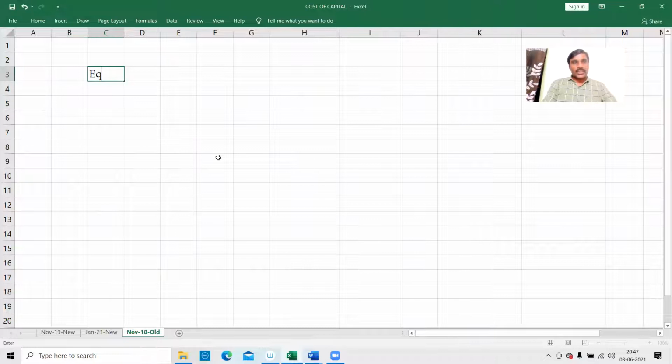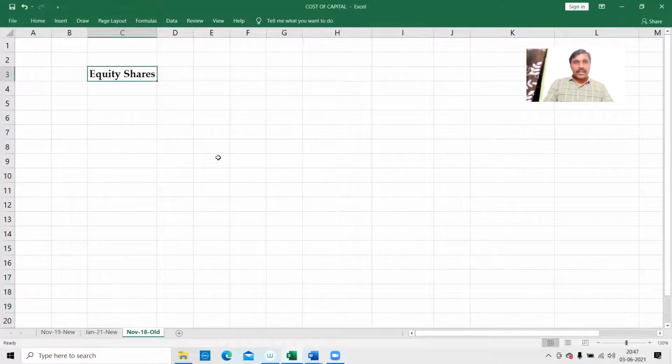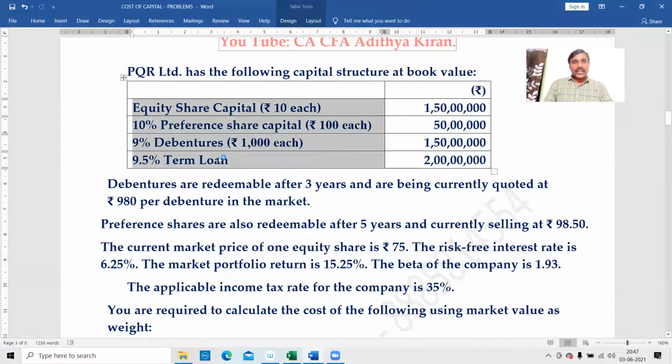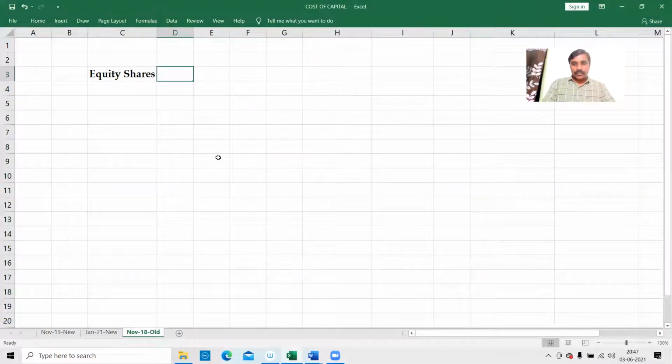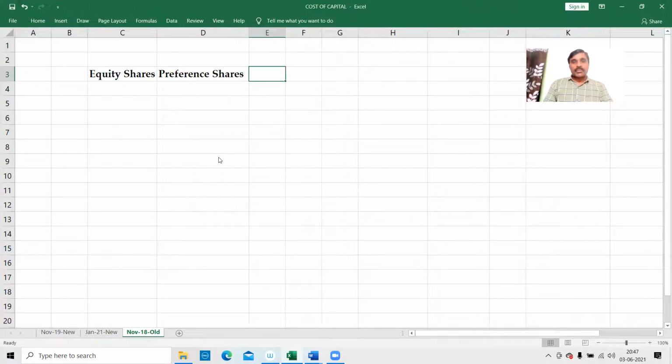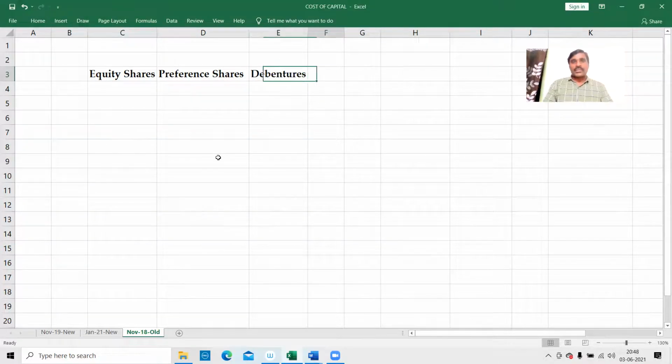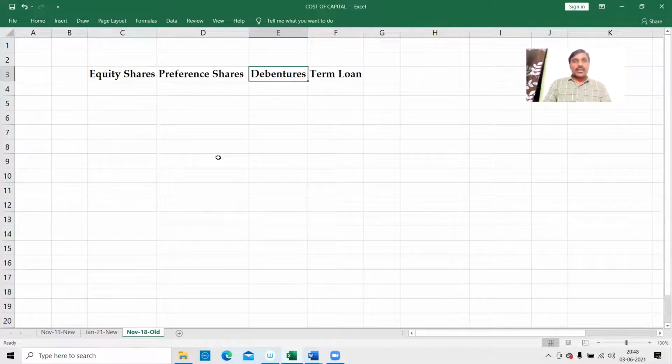The first source is equity shares. The second source is preference shares. The third point is debentures. We have 4 sources of finance: equity, preference, debentures, and the fourth and last point is term loan.